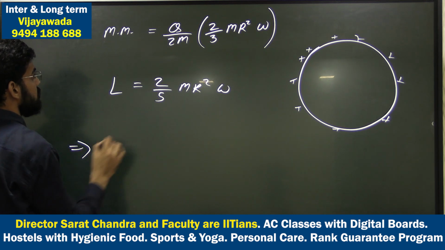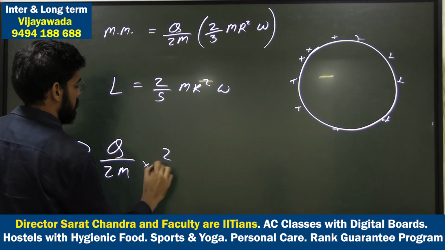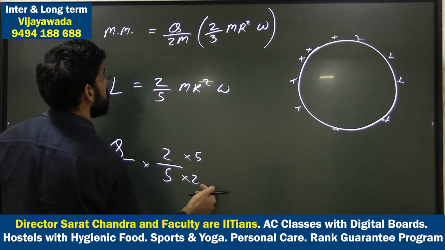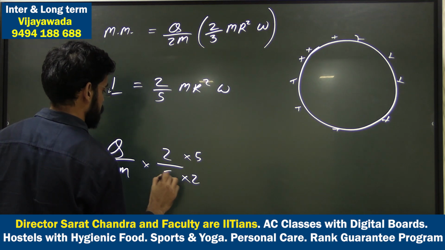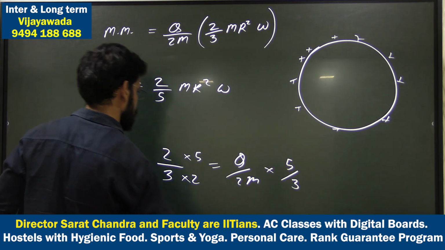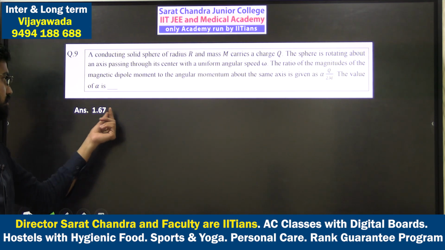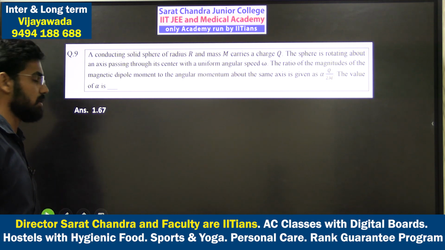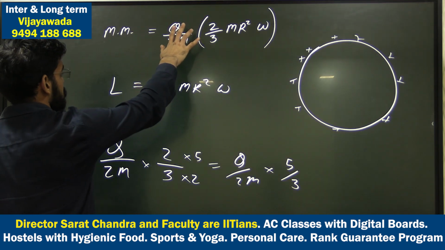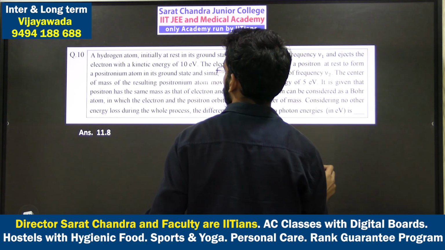So the ratio: Q by 2m as it is, multiplied by 2 by 3, and the 2 by 5 goes in the numerator. Sorry, here 2 by 3. So this is Q by 2m into 5 by 3. So 5 by 3 is the answer, that is 1.666, approximately 1.67 if you round off. Understood? This formula is in the notes. Angular momentum we know, the ratio came. Easiest questions possible, 9th and 10th.